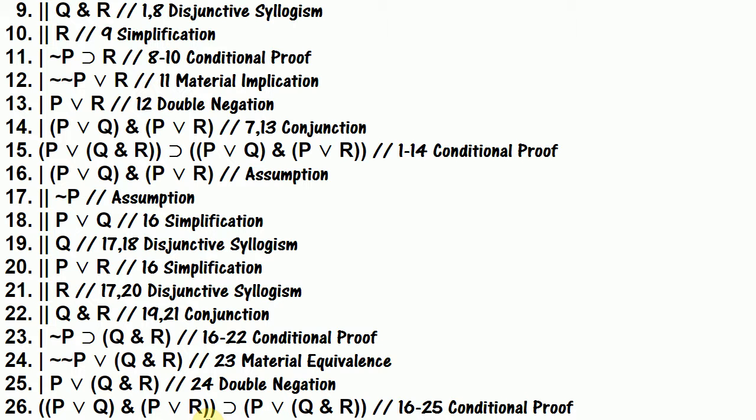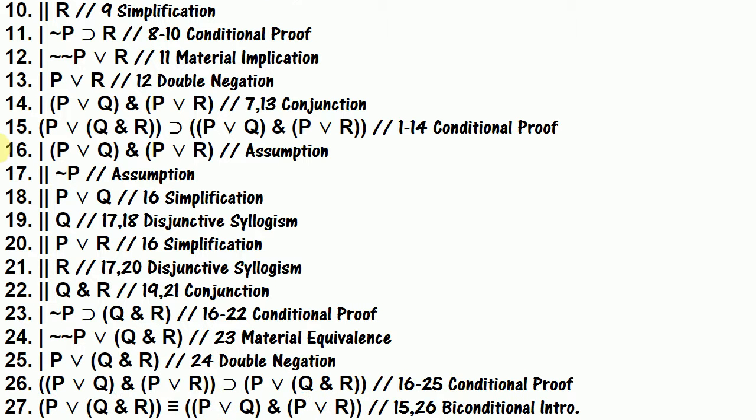And finally, we have the two conditionals we need. We have one up here on line 15 and one here on line 26. And we use biconditional introduction to get the biconditional P or Q and R is equivalent to P or Q and P or R. And that ends this proof of the rule of distribution.